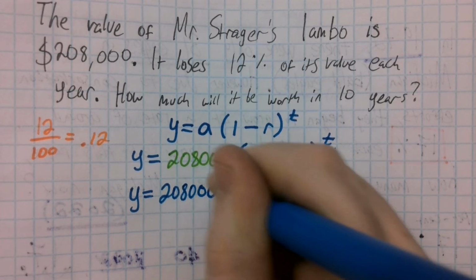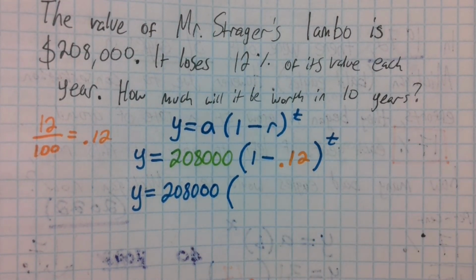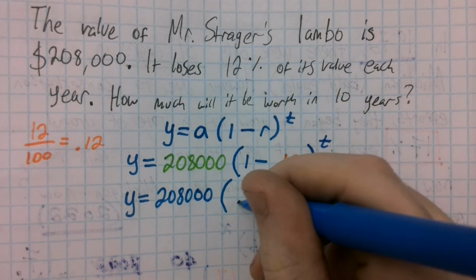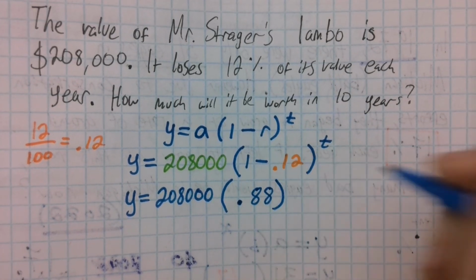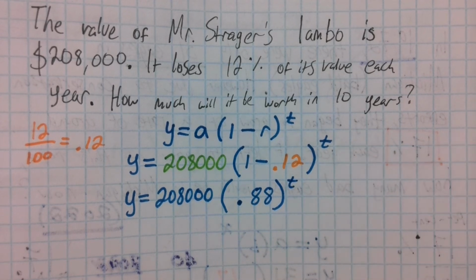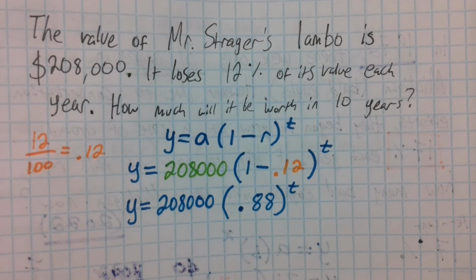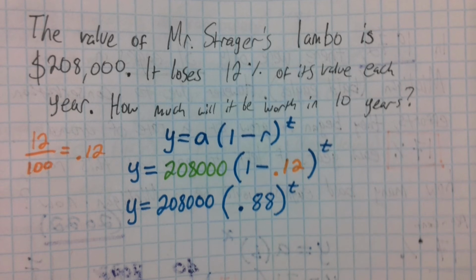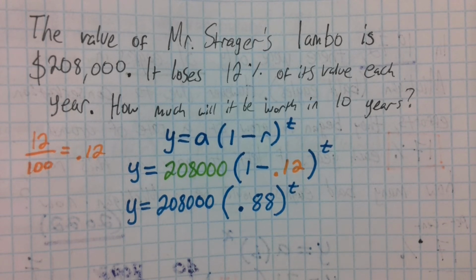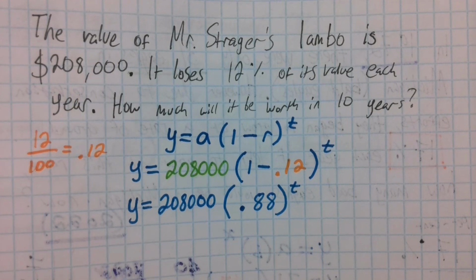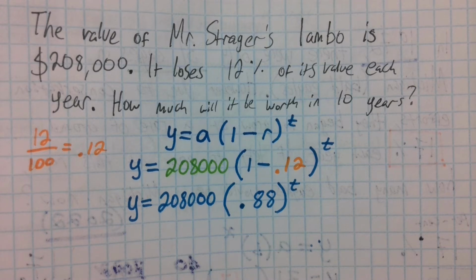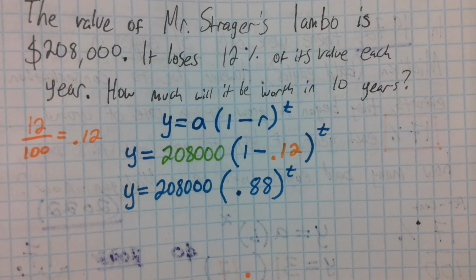Well, 208,000 is going to stay the same. But 1 minus 0.12 will give you a decimal, 0.88. This function here tells us we're keeping 88% of its value. That's why we do 1 minus 0.12. It's not dropping down to 12% of its value each year. That would be like saying it goes from 208,000 to being worth 20,000. It's not the case. We're only dropping by 12%, meaning we're staying at 88% of the total value, or 0.88. That's why we have it as it is.